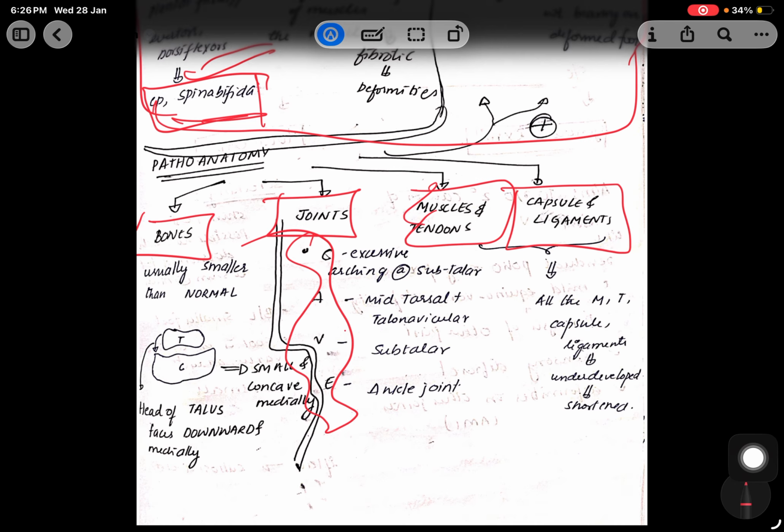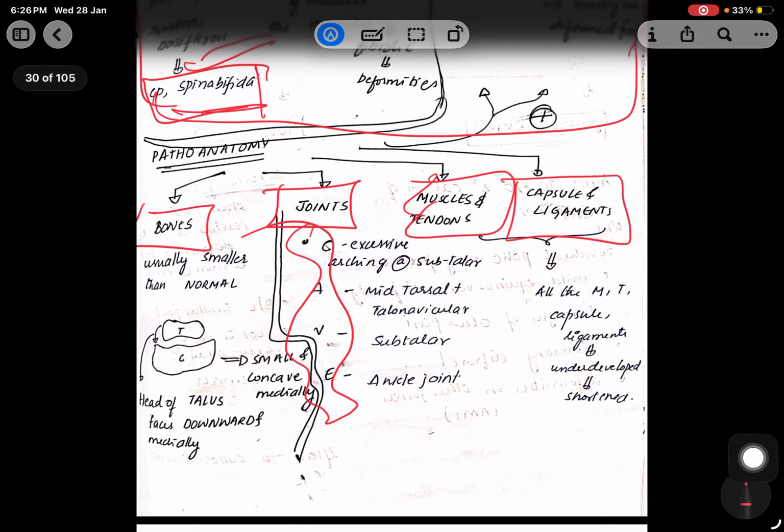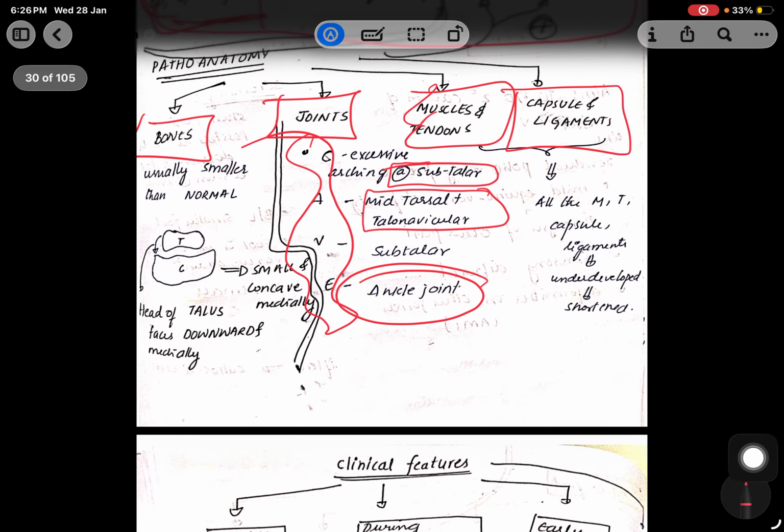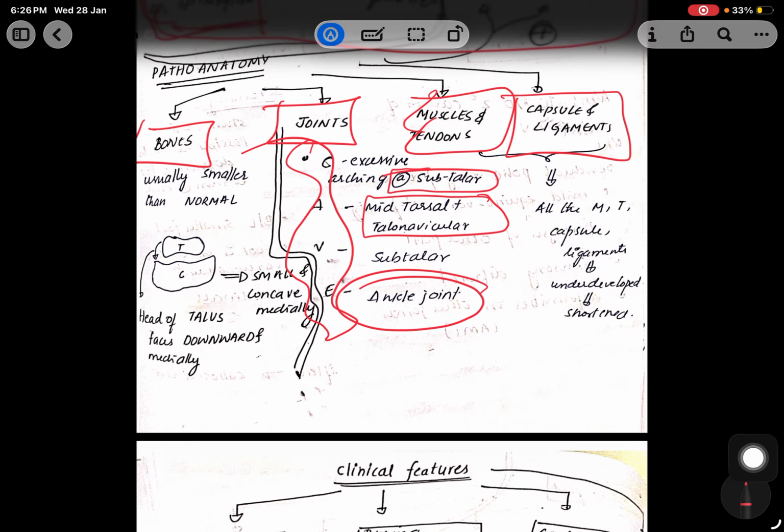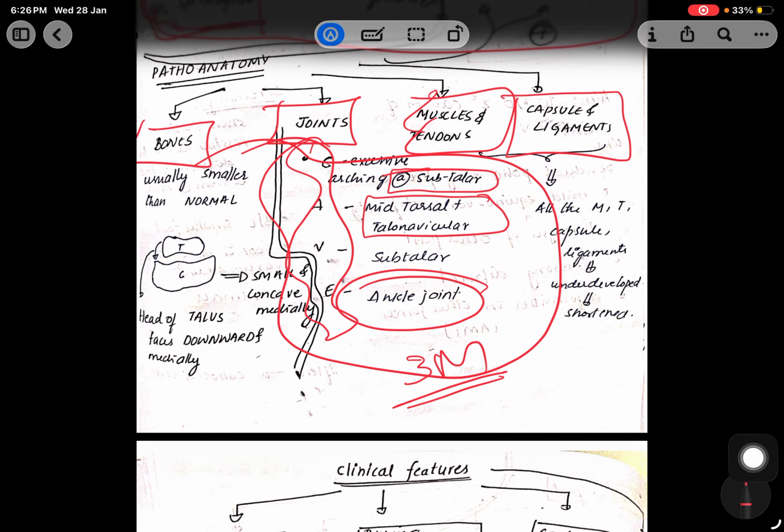What does CAVE stand for? I think you all know that. Mentioning at which joint is very, very important. Cavus is at the subtalar joint, then at the midtarsal or talonavicular joint, and varus deformity at the subtalar joint again, then equinus at the ankle joint. So you have to mention which is where, because a 3-marker can independently ask you about the CAVE and at which joint.